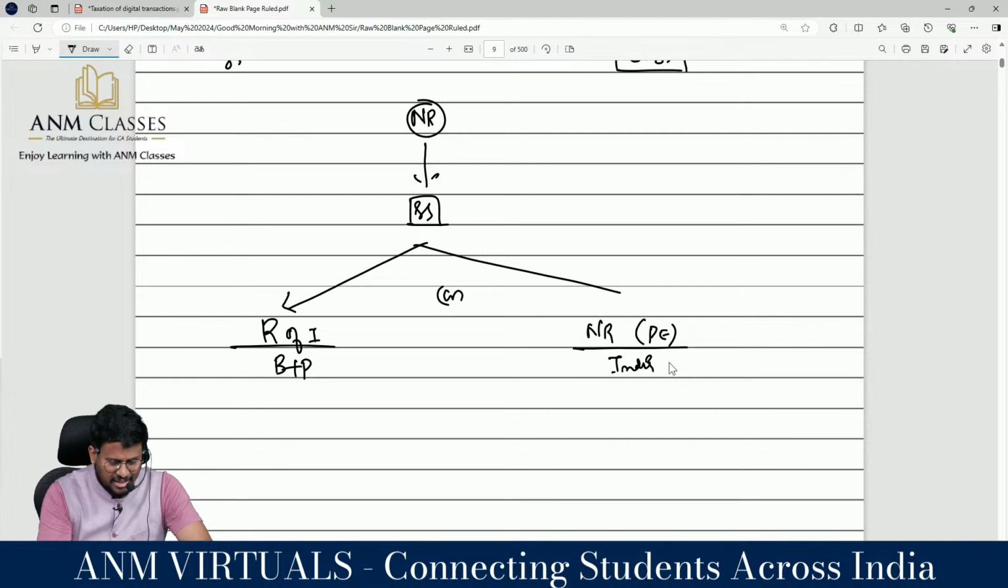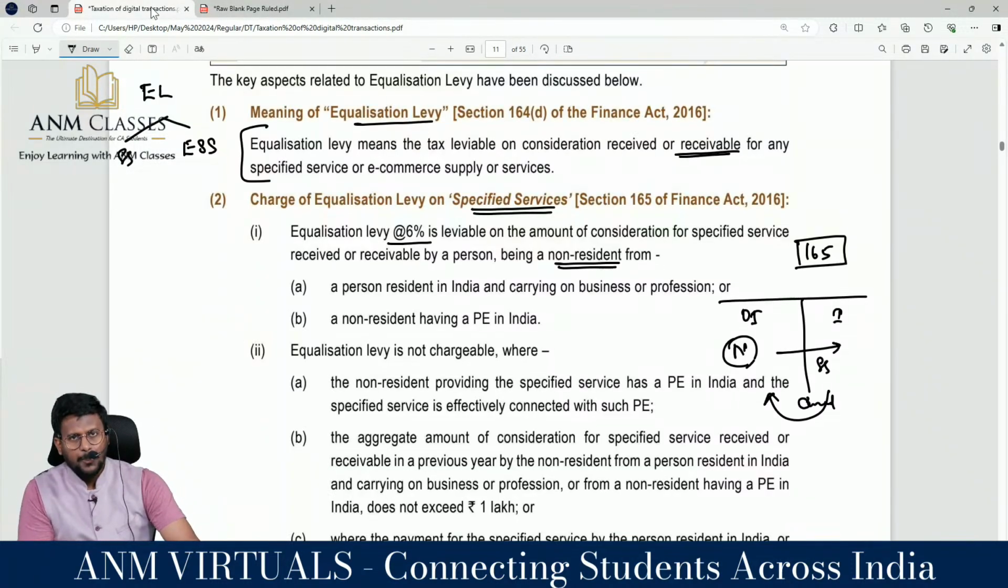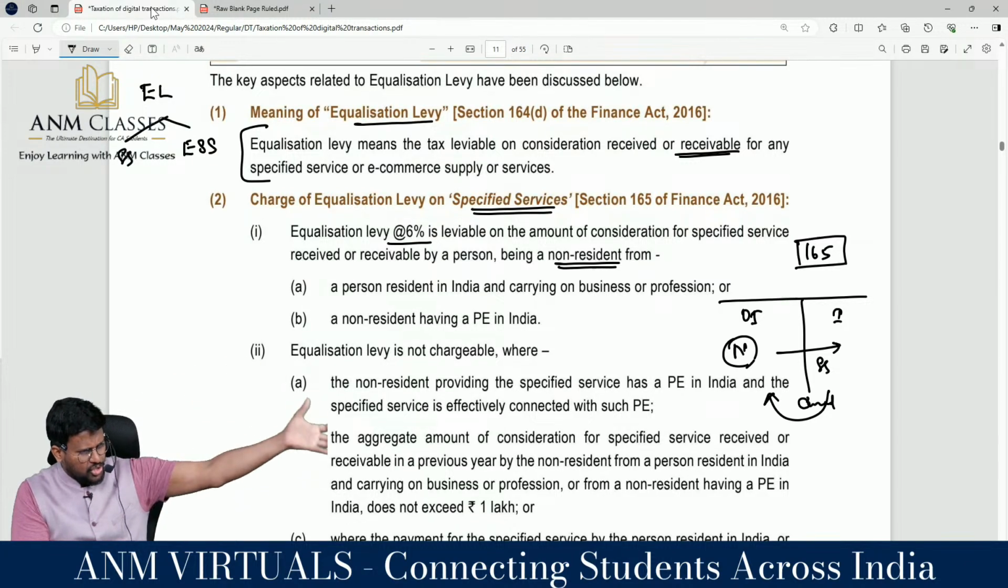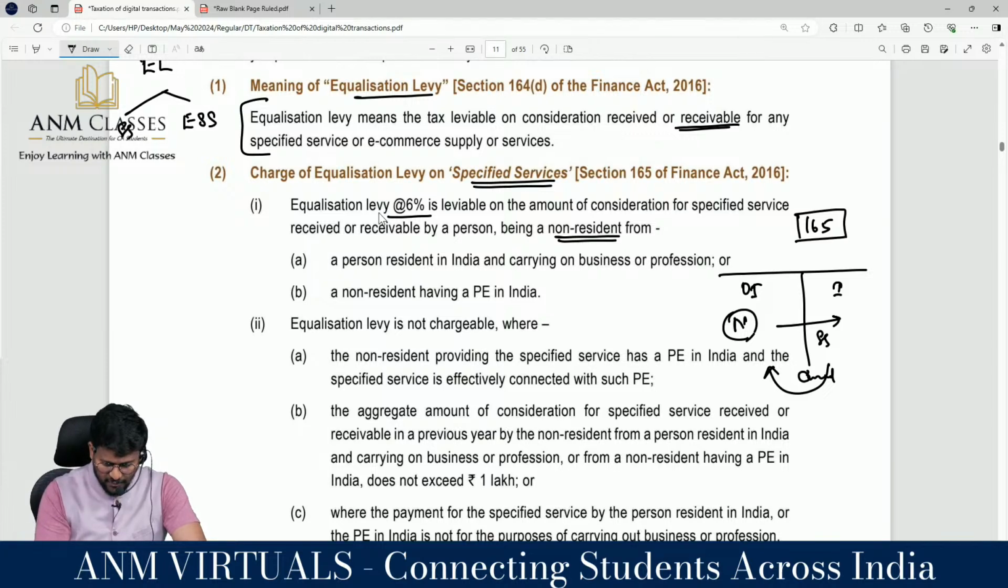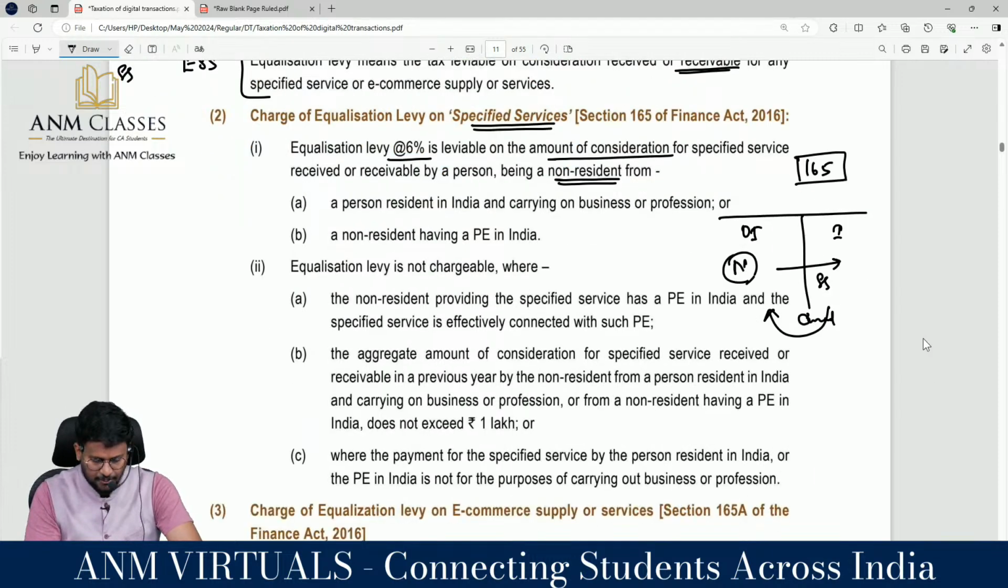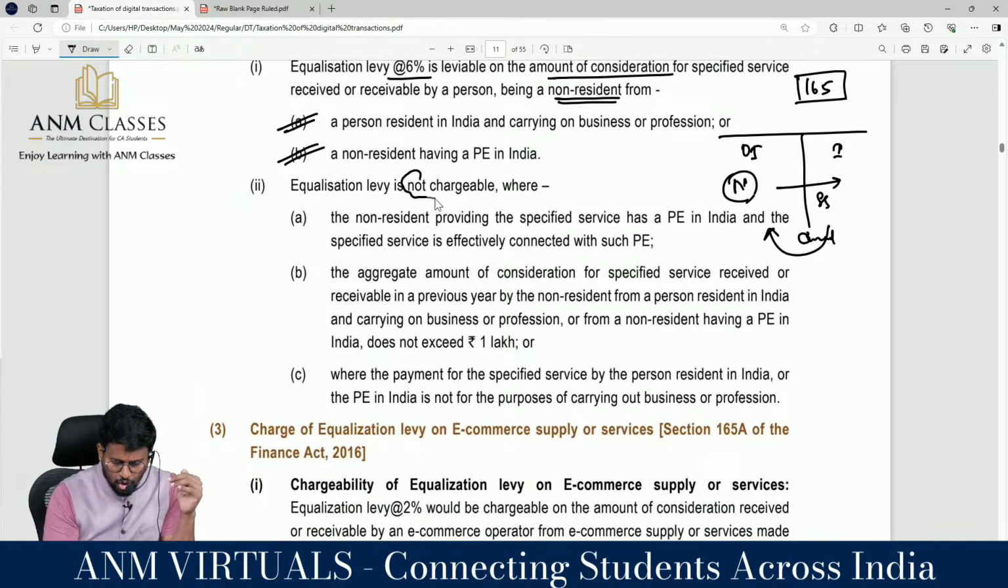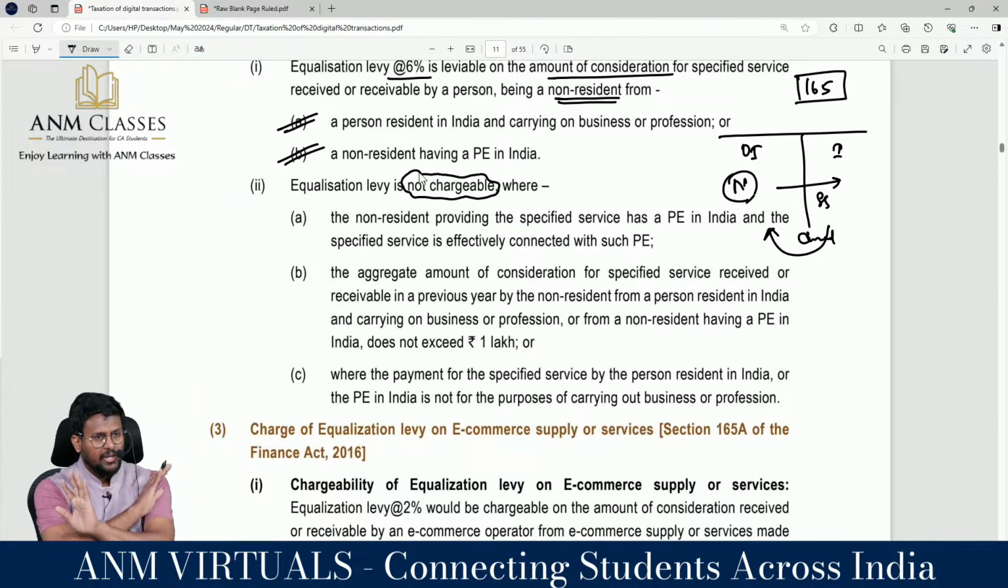If this is the case, then the person paying the consideration should deduct equalization levy. So equalization levy at the rate of 6% is leviable on the amount of consideration for specified services received or receivable by a non-resident from a person resident in India and carrying on business or profession, or a non-resident having a permanent establishment in India. Equalization levy is not chargeable in some cases.